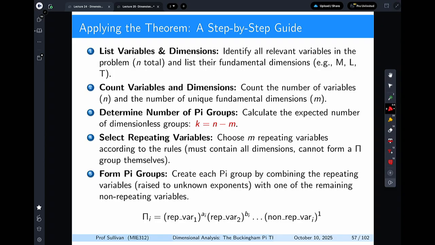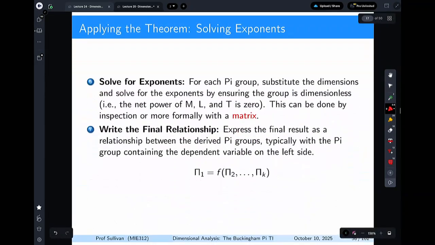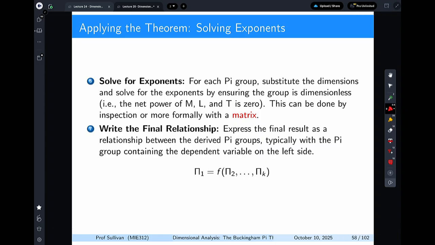List variables and dimensions. Identify all relevant variables in the problem, calculate or identify all of the base units, m, and then get the number of fundamental pi groups. So k equals n minus m. Select the pi groups, and then you just write it out as non-repeating variables with the repeating variables. You solve for the exponents for each pi group.